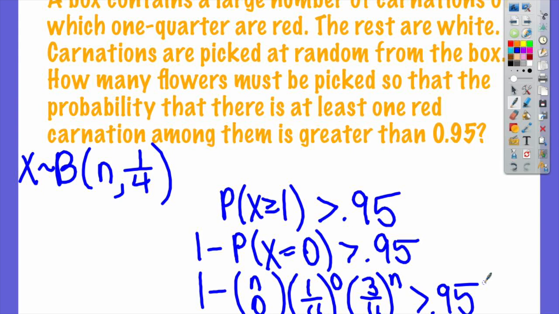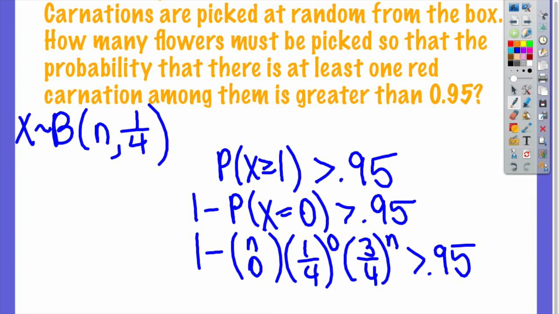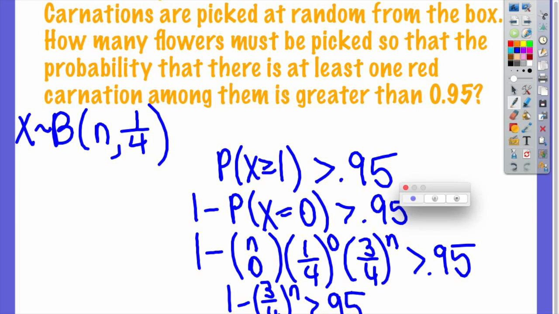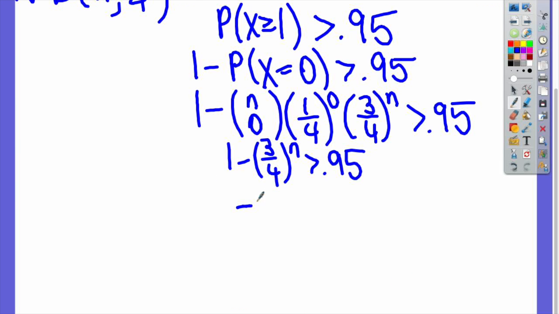Now, don't let anything mess you up. How are we supposed to do n combination 0? That's 1. So 1 minus 3/4 to the n. Then you subtract 1. I want you guys to finish this out. This does deal with logs. You should have started out by subtracting.